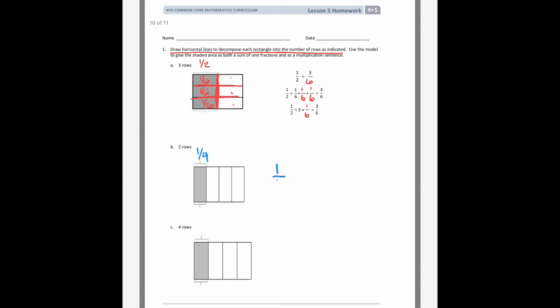Here on the second one, we're starting off with a 1/4, and it's asking us to split it into 2 rows. So I'm going to split it horizontally down the middle. And now we have 1/4 now looks like 2/8. So it's equivalent to 2/8 because it takes up the same amount of space.